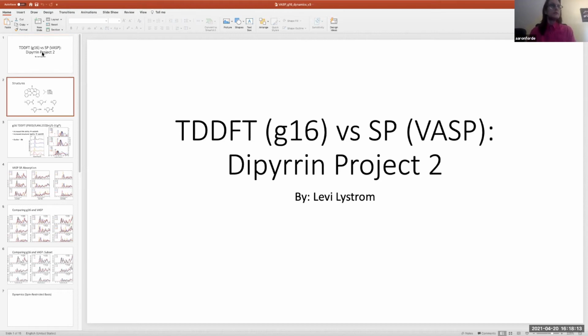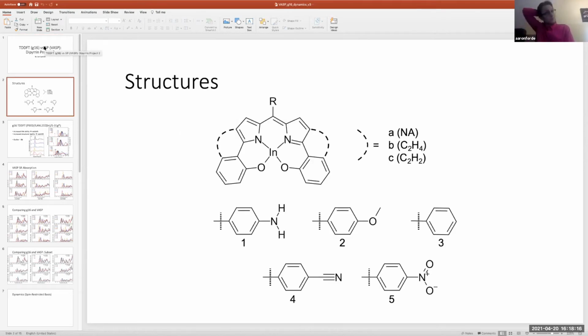Dimitri gave the nice introduction and mentioned that Levi kind of outlined these metal organic complexes and different functionalities to them to try to tune their photoluminescence properties. So the two functionalities are, one of them comes from substituting this R group on the top of this metal organic structure by varying electron donating and accepting groups, so from 1 to 5.